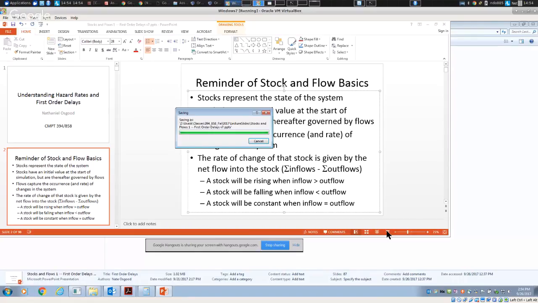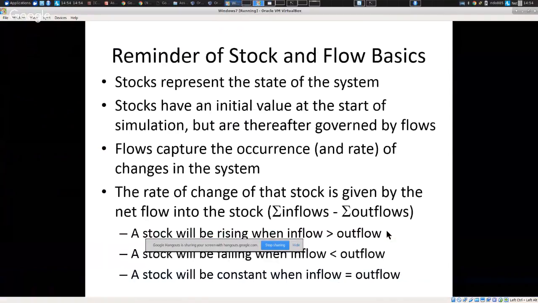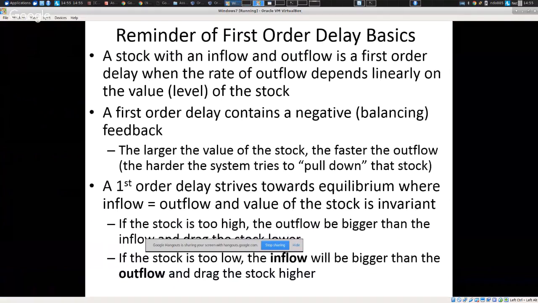Okay. Now, last time we went beyond stocks and flows to talk about first order delays. And the idea with the first order delay, ladies and gentlemen, was that a stock with an inflow and outflow is considered a first order delay when the rate of the outflow depends linearly on the value of the stock. So let me just make sure that notion is clear, because we did this last time together, but I didn't emphasize the general principle as much as I could have.